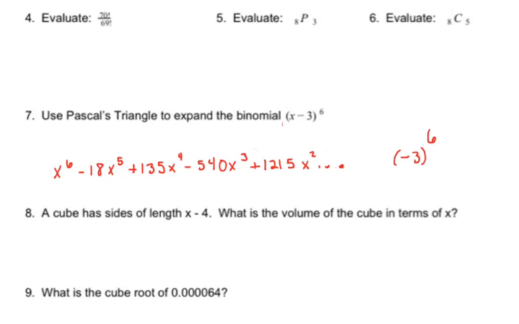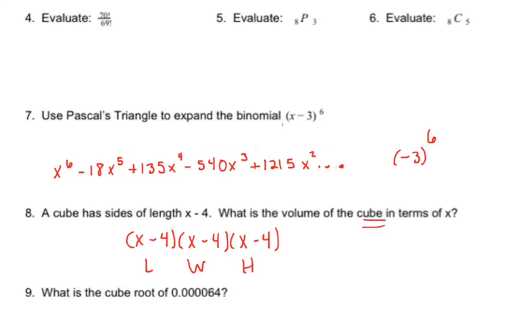Number 8, sides of length x minus 4. It's a cube. That means all the sides are the same. And to find the volume of a cube, you take length times width times height. So this is length times width times height. They're all the same because it's a cube. And then you may have to multiply this all together by distributing, multiplying all those things together.